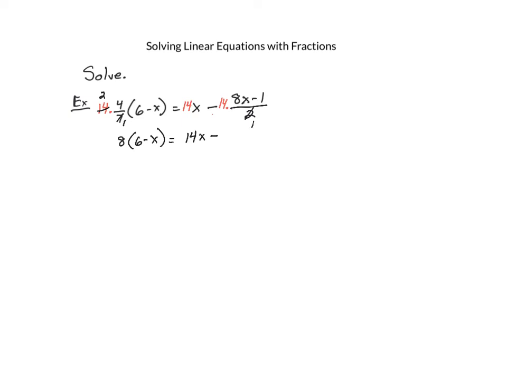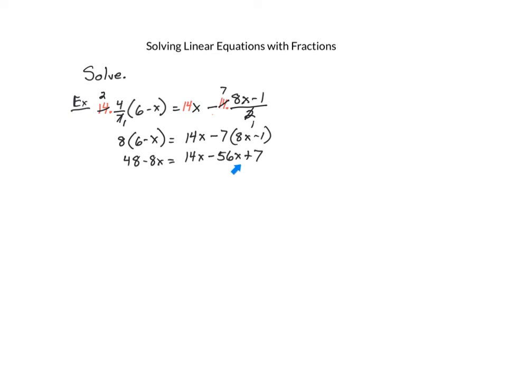Now let's do more canceling. And we'll have that 7 that needs to be distributed on the next step. So on the left-hand side, we have 48 minus 8x. And on the right-hand side, we have 14x. And again, make sure we're distributing that -7. So we have minus 56x plus 7.